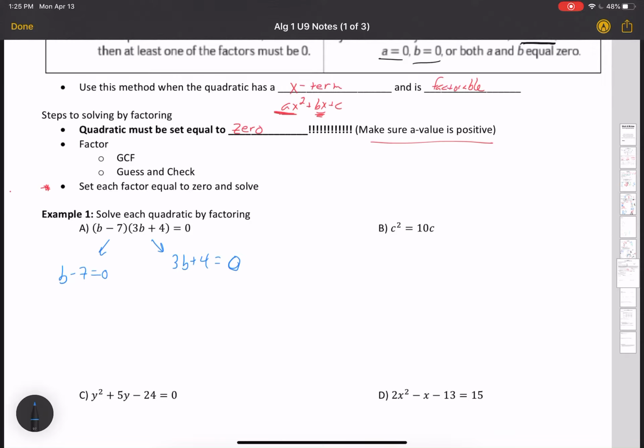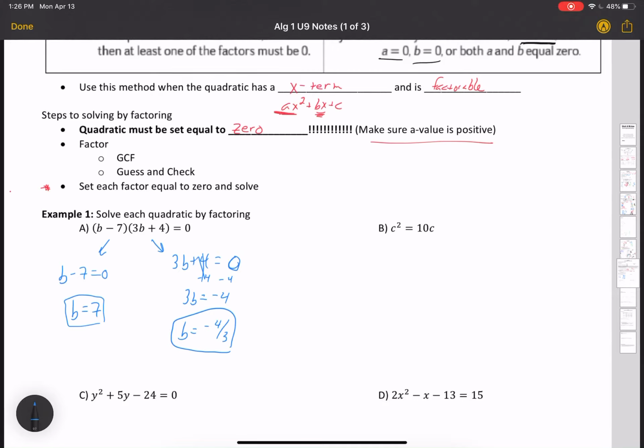b minus 7 equals 0. If I solve that, I get b equals 7. And then 3b plus 4 equals 0. This one's a two-step equation. But when I solve that, I'm going to get b equals negative 4/3. Those are the values of b that if I plug them back in are going to make a factor become 0, so that when it multiplies the other factor, you get out a product of 0.